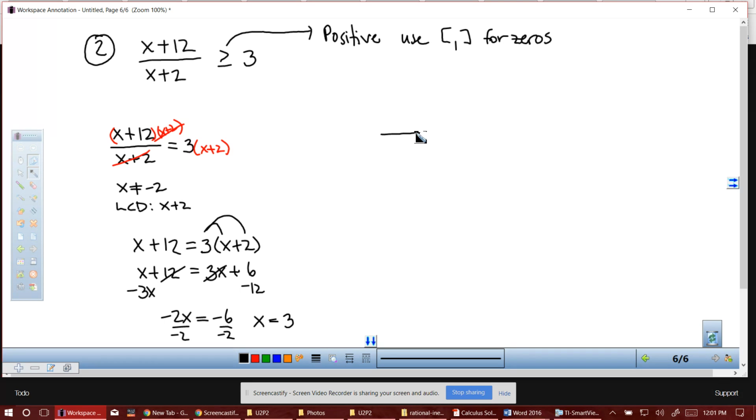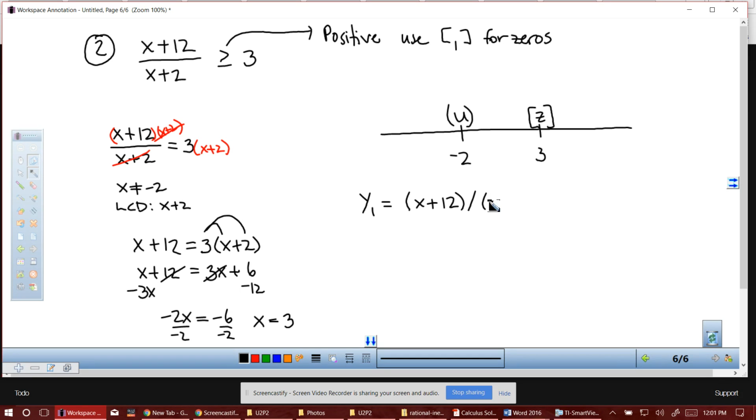So now I go to my calculator, and I'm going to put this in my calc. I'm going to start by putting my restriction, which was negative 2. That one is undefined, so always parentheses on undefined. Then we have positive 3. That's a 0, and it said on this problem we can put square brackets on our zeros. What's going to be different is my y1. I want to make sure that everything is equal to 0, so I type in my fraction, but I need this 3 to be on the other side of the equation. So I'm just going to say minus 3.